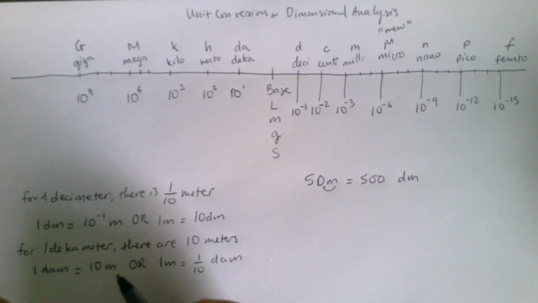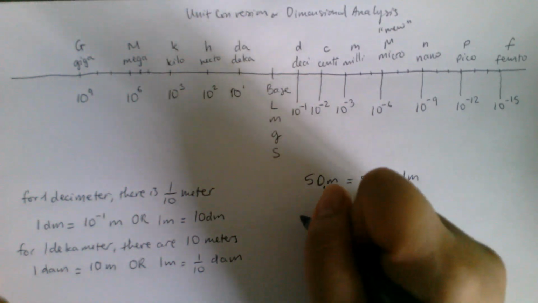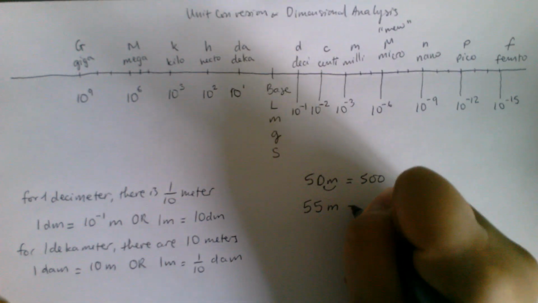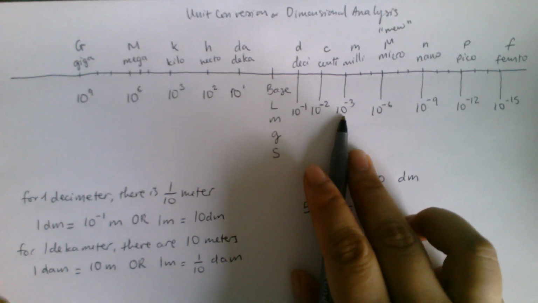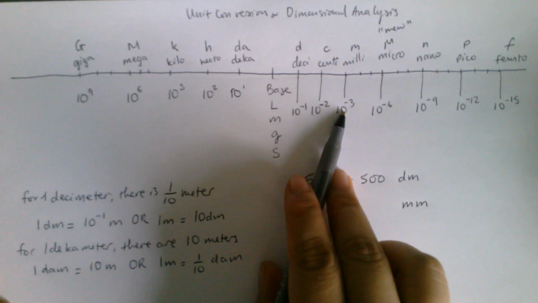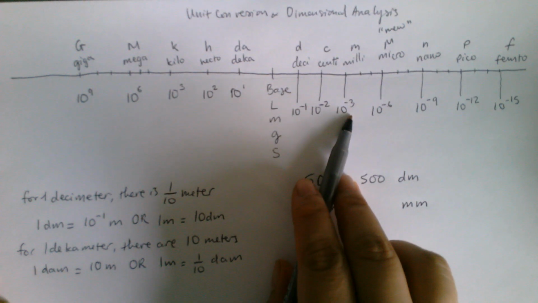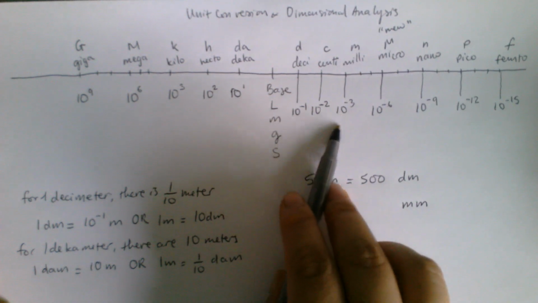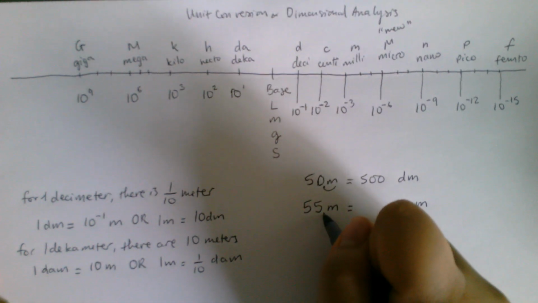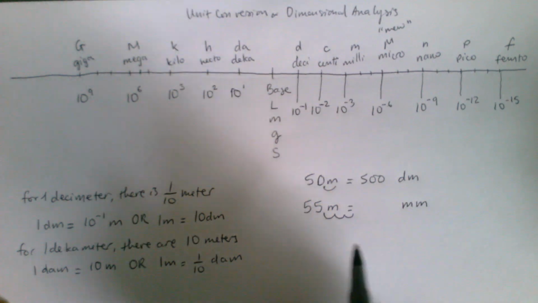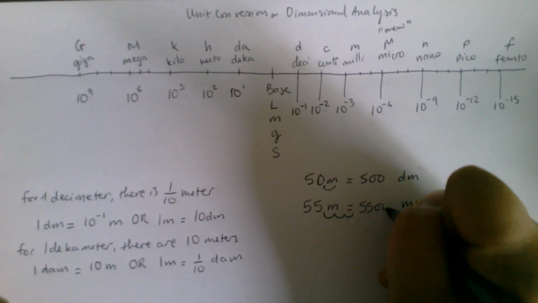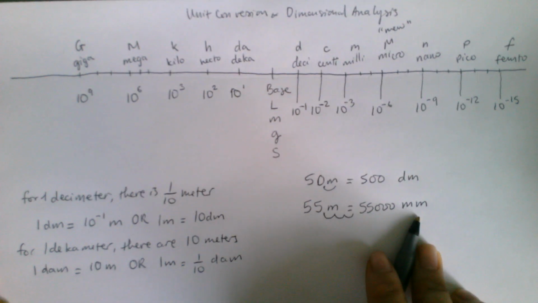Let's go again with a different prefix. So what if I give you 55 meters, and we're trying to get to, for example, millimeter? We go from meter to milli, 1, 2, 3 spaces to the right. So we take the decimal and move 3 to the right, 1, 2, 3, 0, 0, 0. That means it's 55,000 millimeter.